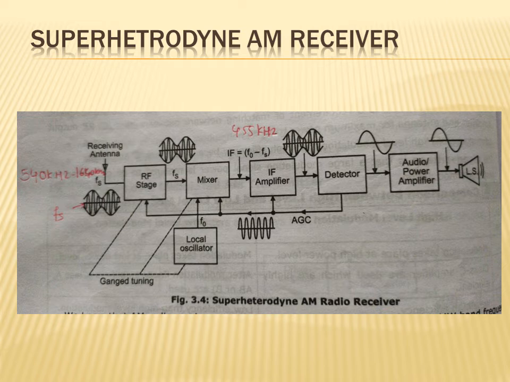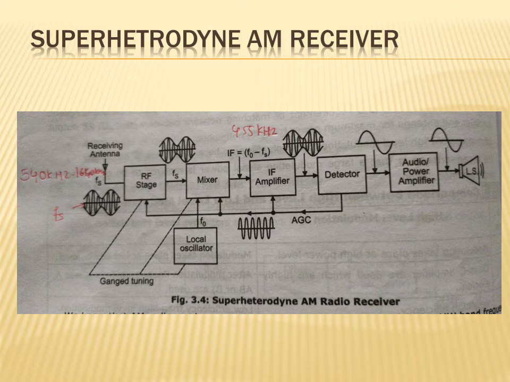What is the function of the RF stage? It is used to select the specific, that is the wanted signal, and reject unwanted signal, and it amplifies the signal. Then this amplified signal is given to the mixer. Input to the mixer is FS, that is the incoming signal, and the second one is FO. This FO is generated by the local oscillator.